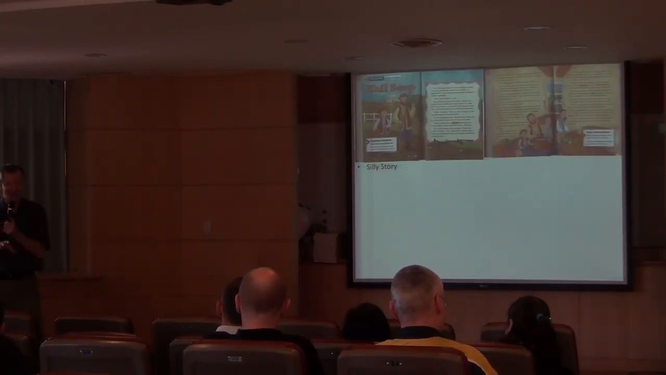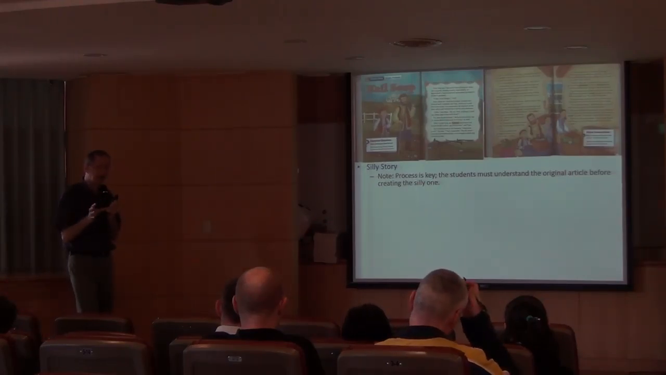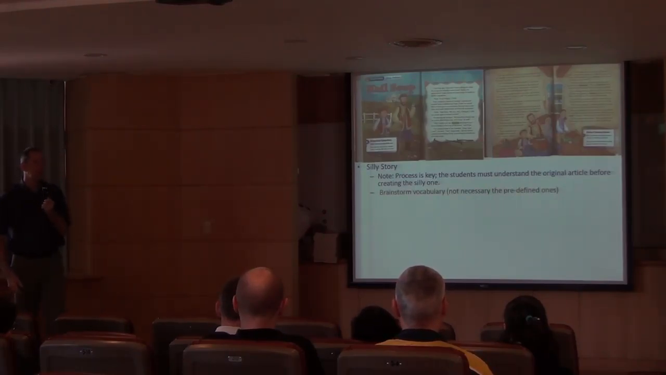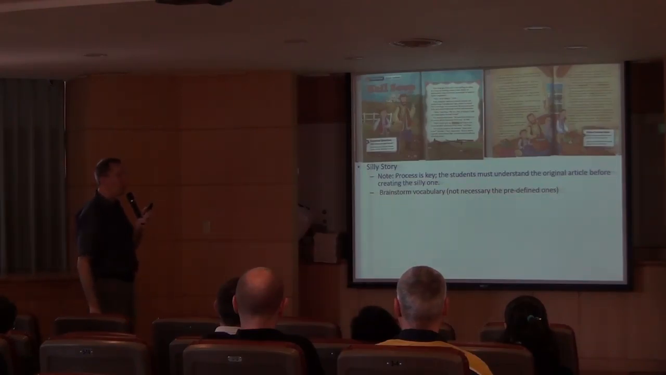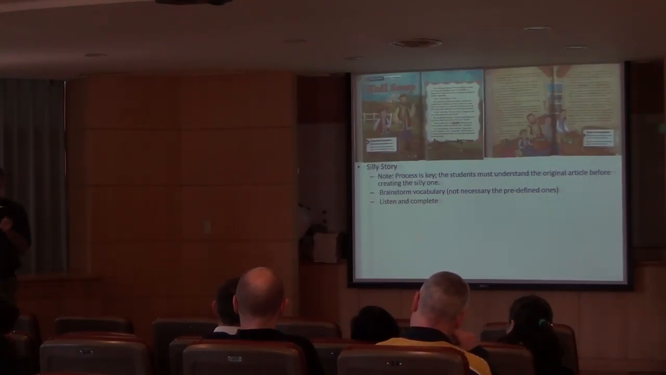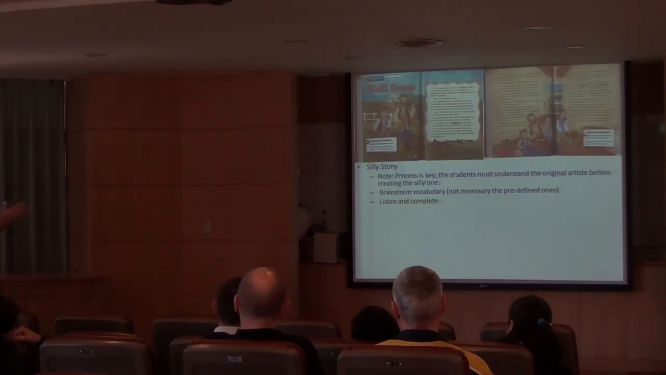Okay, here's the process. First, process is key. They have to understand the original story, the original article, the original whatever, before you do it. That's a silly story. Brainstorm vocabulary. You don't have to use whatever vocabulary they use. So they have like flavorful and aroma and stuff like that. You don't have to do blanks for those necessarily. You listen to the story, and they complete the story through the listening dictation idea that I just told you before. Right? So that's how they do it originally for you guys. Maybe you read the story, you just teach it however you would teach it normally.